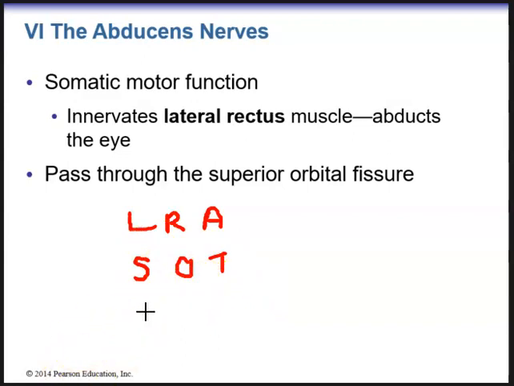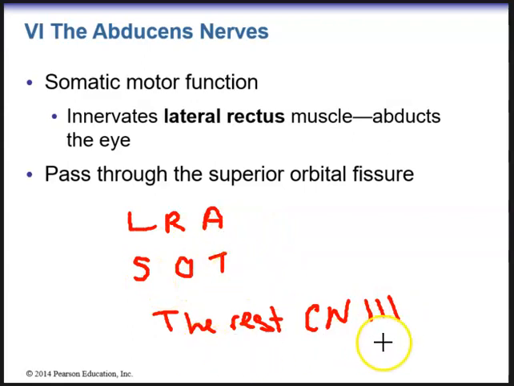Superior oblique muscle is innervated by the trochlear nerve. So LRA, SOT, the rest, cranial nerve 3. LRA, lateral rectus, is innervated by the abducens nerve, which is cranial nerve 6. SOT, superior oblique muscle, is innervated by the trochlear nerve. And then the rest of the extrinsic muscles of the eye are innervated by cranial nerve 3.